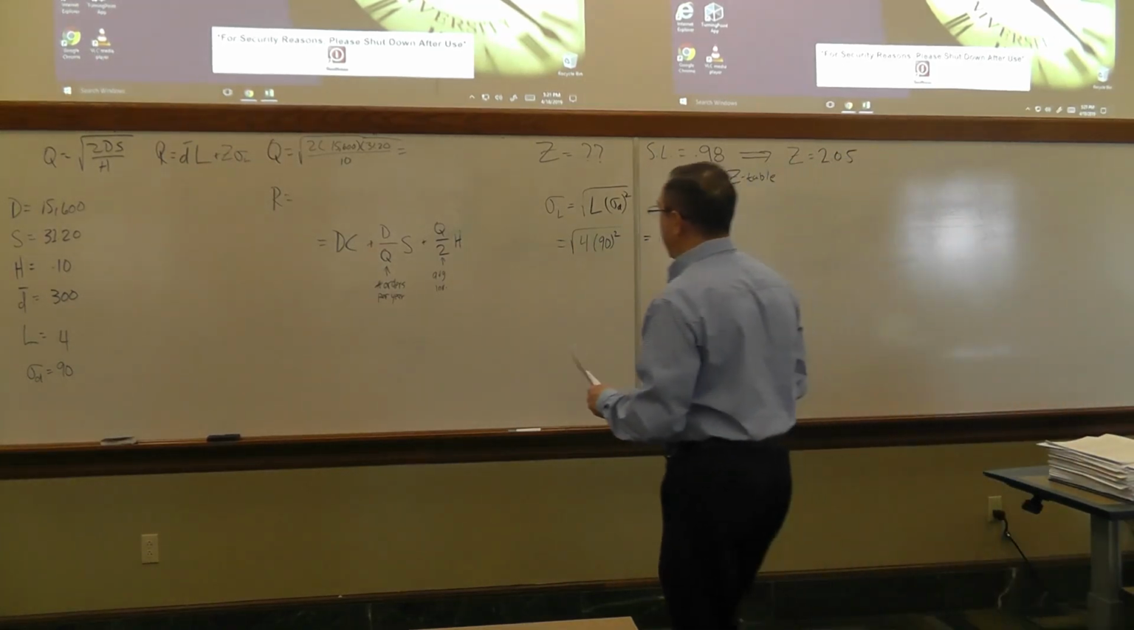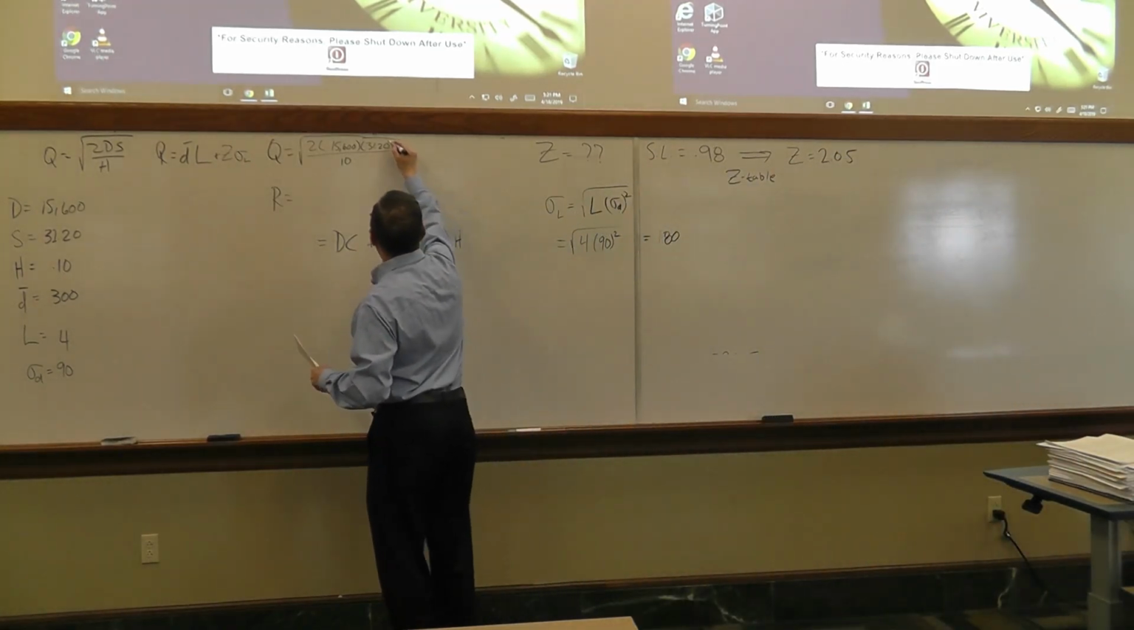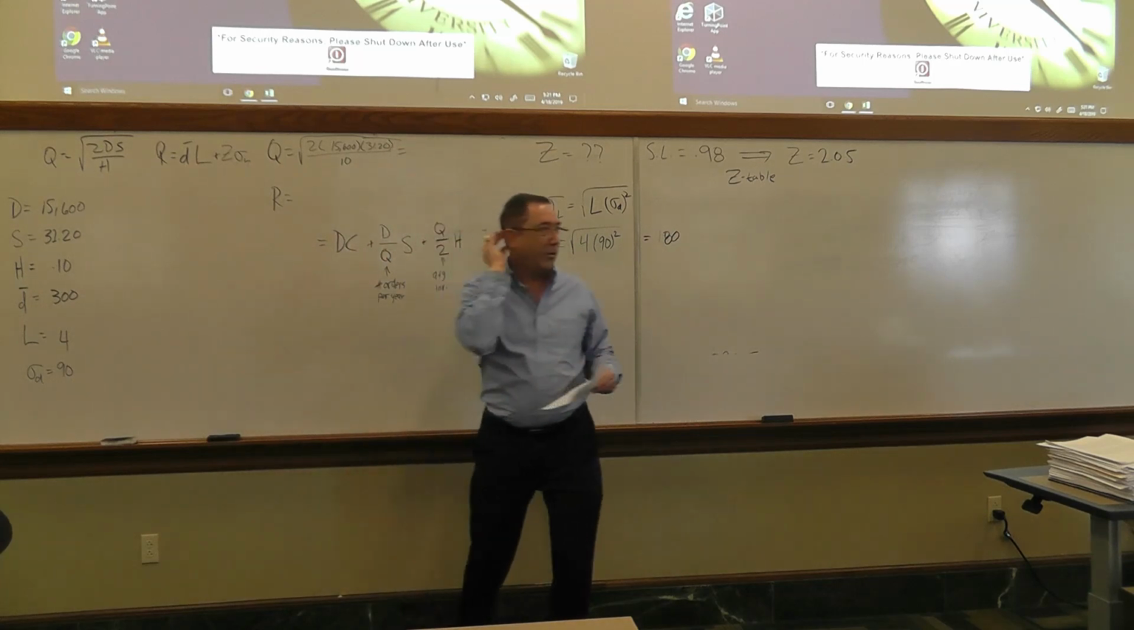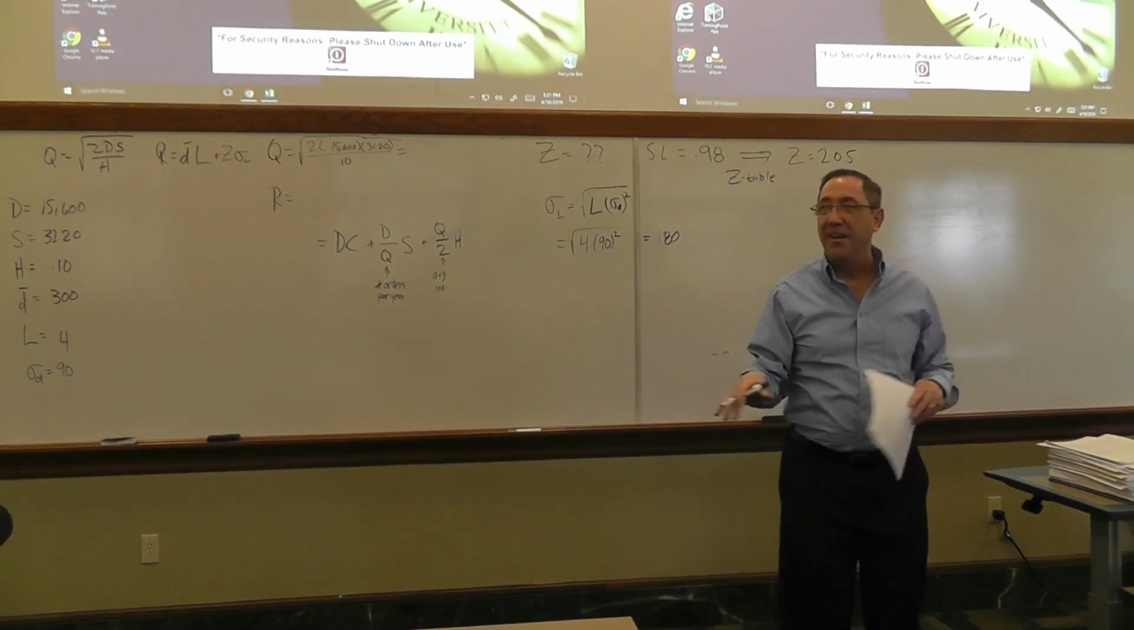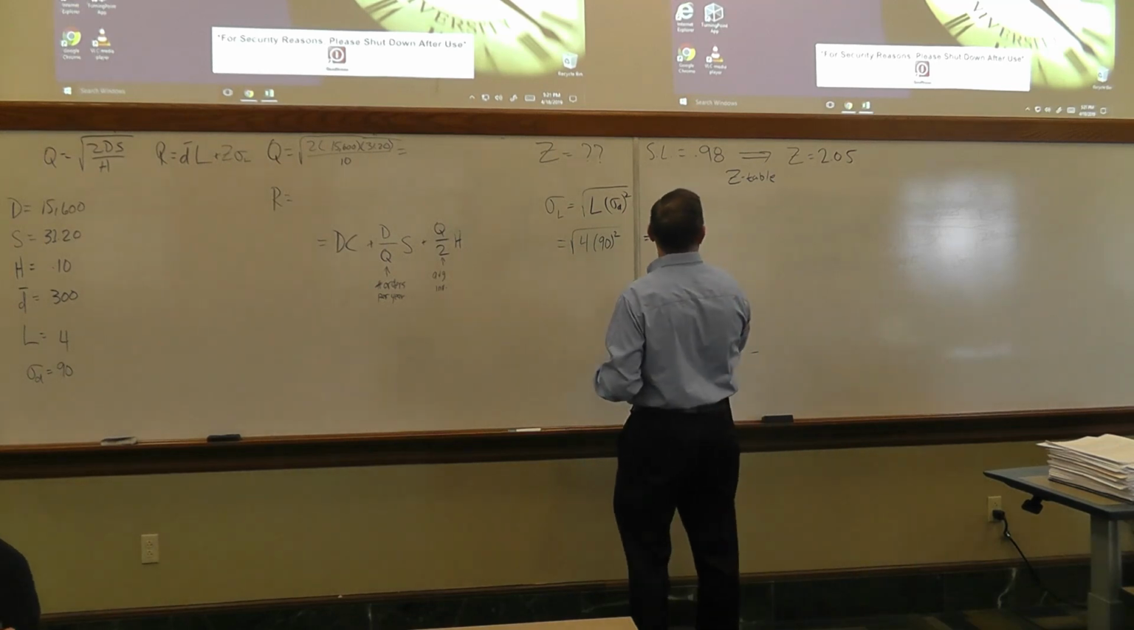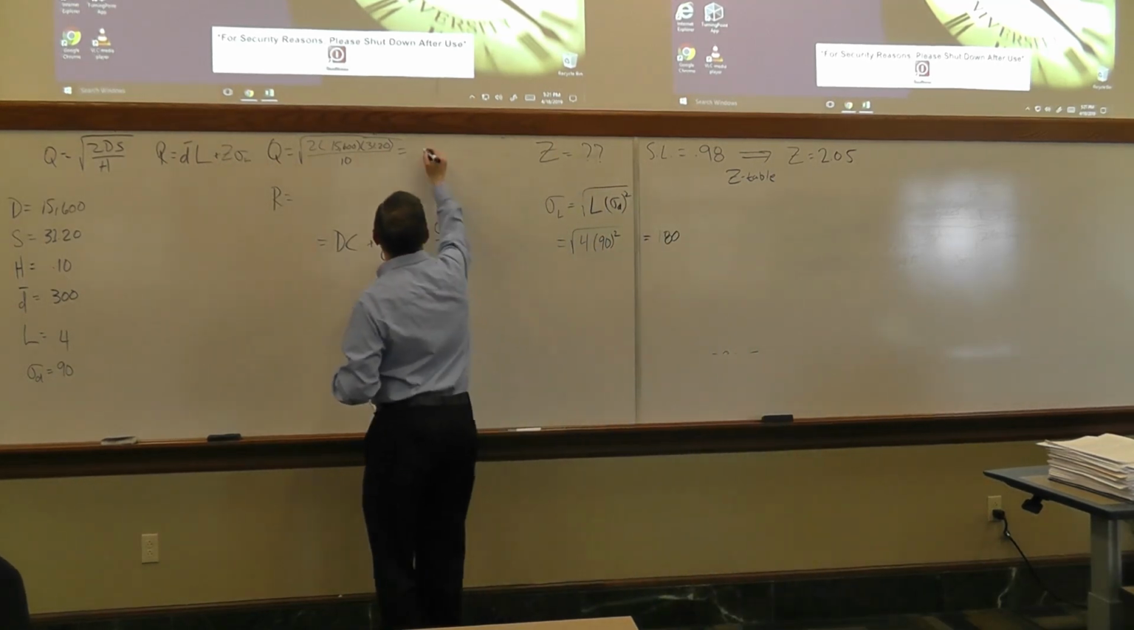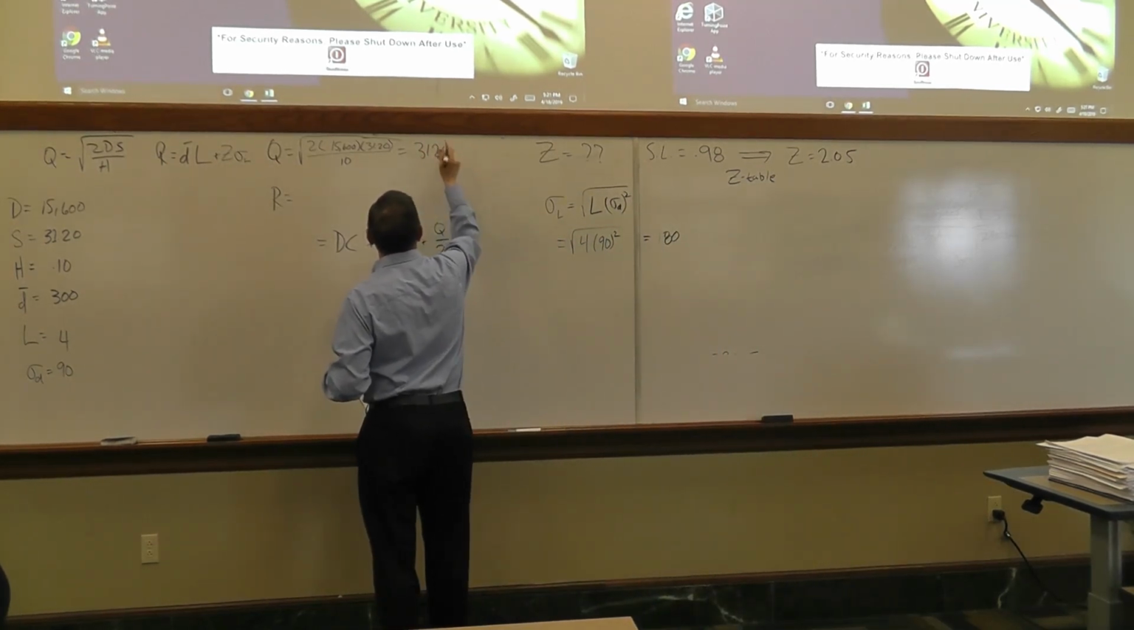And we plug and chug that number. You get a nice round number, don't you? 3,120. Exactly, again. This is a contrived problem. You'll never come up with exact numbers like this in business.